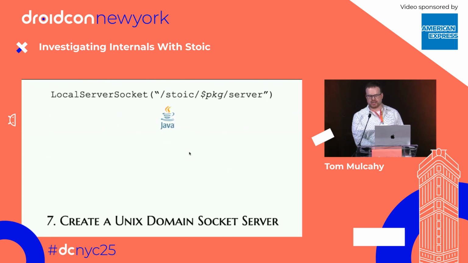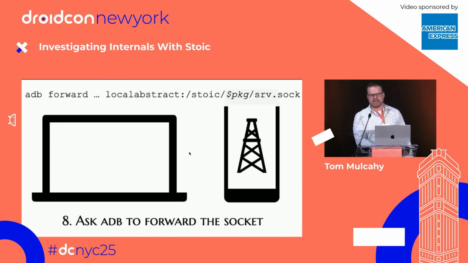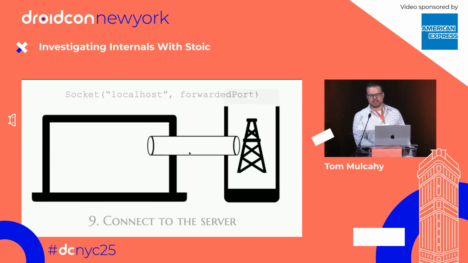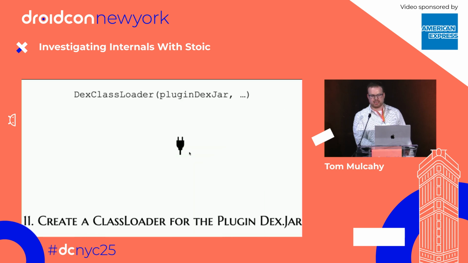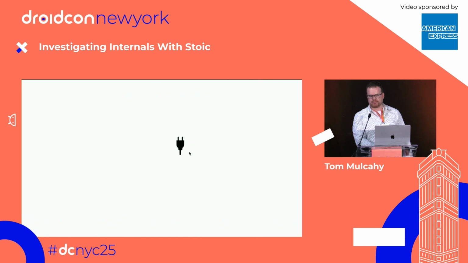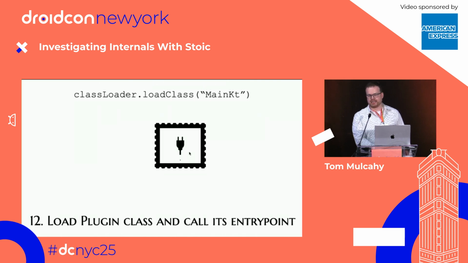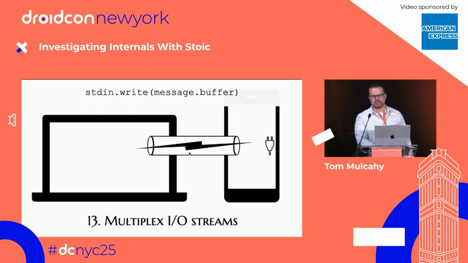I'll create a Unix domain socket server, and then back on my laptop, I'll ask ADB to forward the socket from Android. And then connect to the server, and send a load plugin request, which includes the compiled code from my plugin. So back on the server on Android, I'll create a class loader for the plugin, load the plugin class, and call its entry point, and multiplex the I/O streams across the connection.